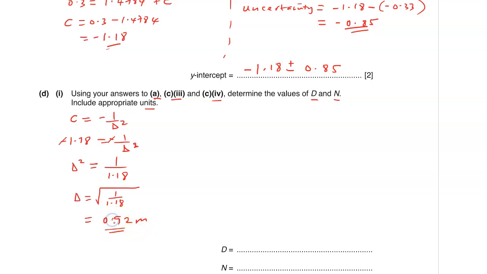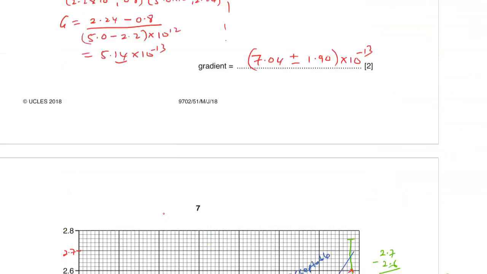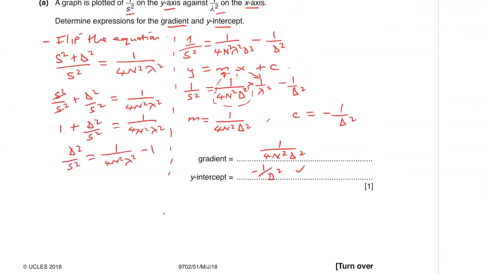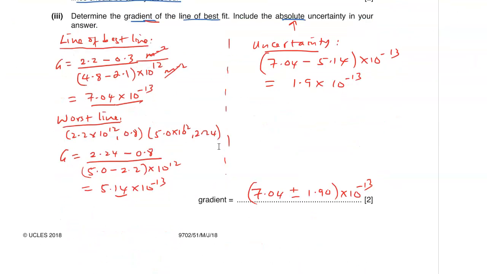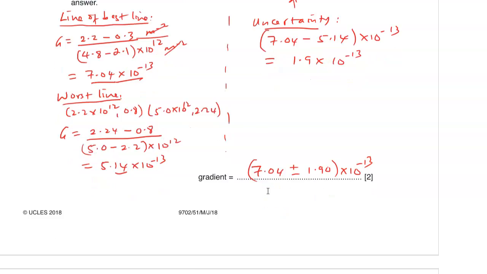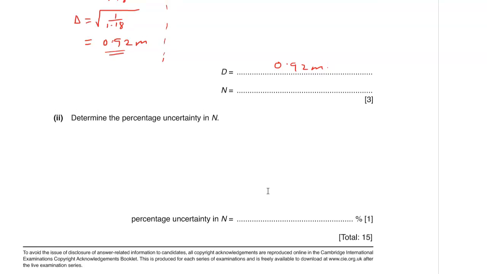This is going to be meters. So D is 0.92 meters, appropriate units. Then we want N, and we can find N from the gradient expression here. We have N and we have D. We have already found D, and this is the gradient. Determine the gradient. The gradient is 7.4, right? So that's what you're going to be using to find our N.